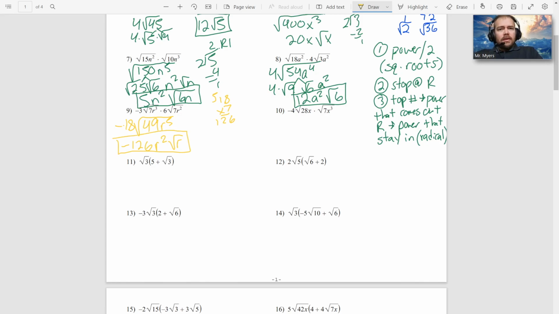All right, next one. So 28 times 7. Okay, 28 times 7, what's that going to be? Well, that's 49, 98, 196. And then x to the 4th, power times a power, you add the powers. Okay, so all of that is still under the square root. That I can see here. It looks like it is.